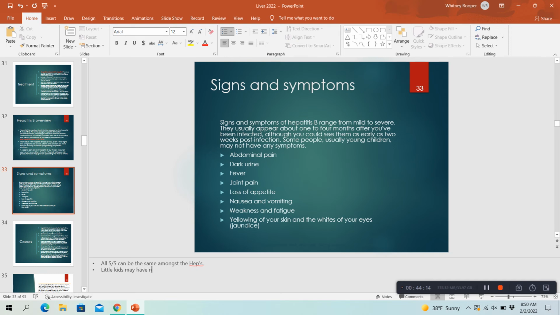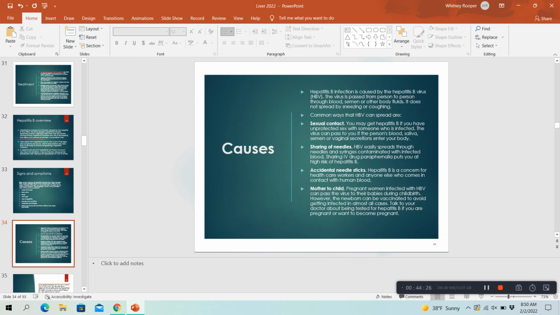Causes? It passes from person to person through blood, semen, or other body fluid. You cannot get it from sneezing or coughing. It comes from sexual contact, sharing of needles, and accidental needle sticks with healthcare workers. You need to be immunized for that. And it can pass from mother to child.